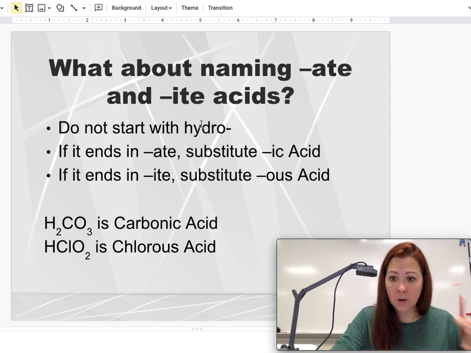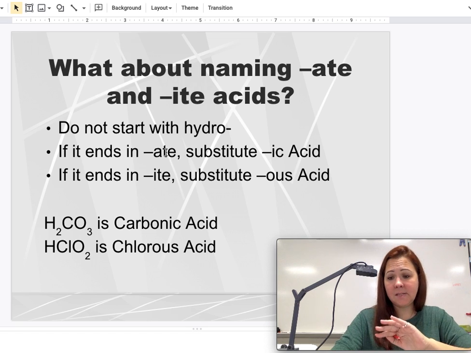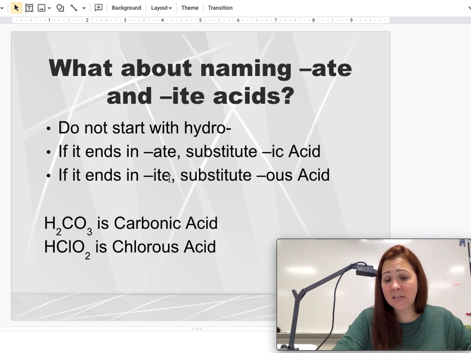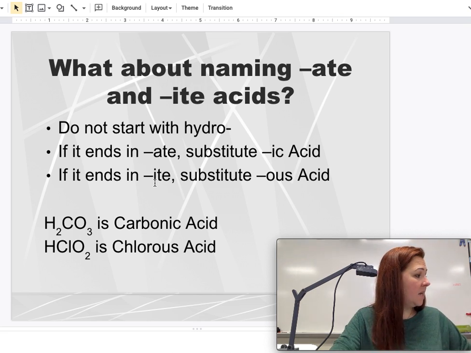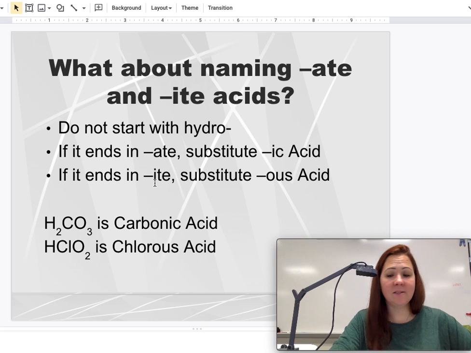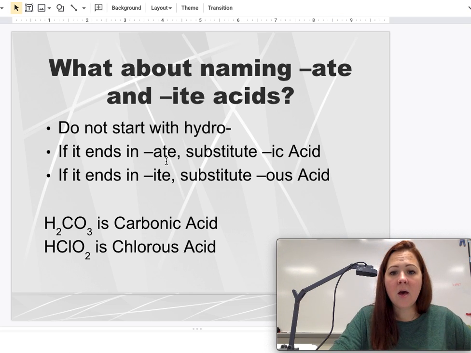It means water, hydro. So with these naming rules, if your polyatomic ion ends in ATE, all you do is take away the ATE and put in IC instead. I ate something icky. So just take away ATE, put in IC. If you have a polyatomic ion that ends in ITE, you just take away that ITE and put in OUS. So Sprite is delicious is the way to remember that one. I ate something icky, ate goes to ic. Sprite is delicious, ite goes to ous.